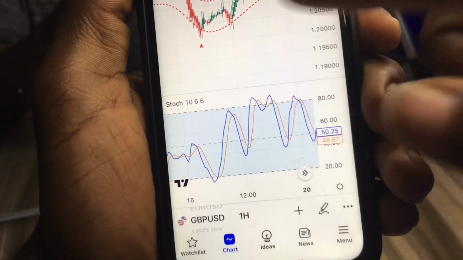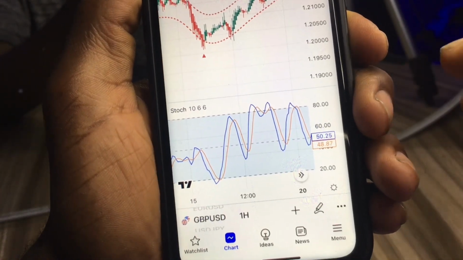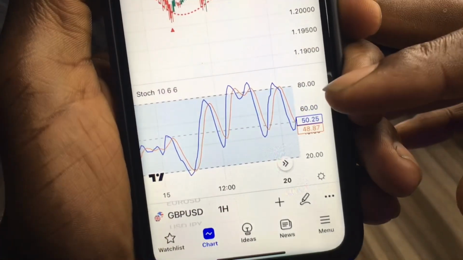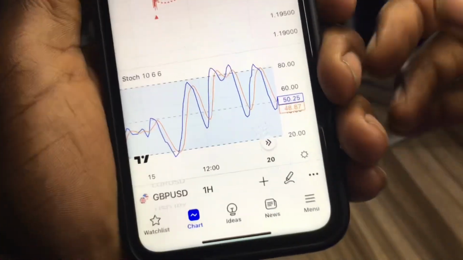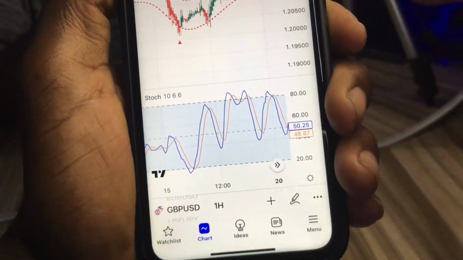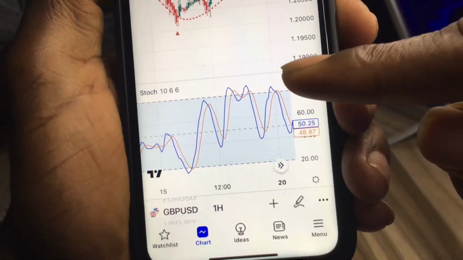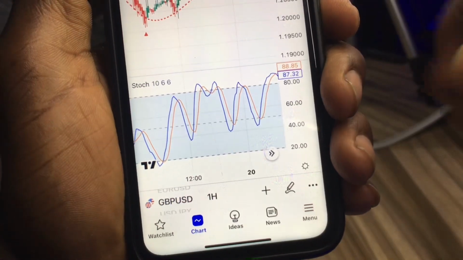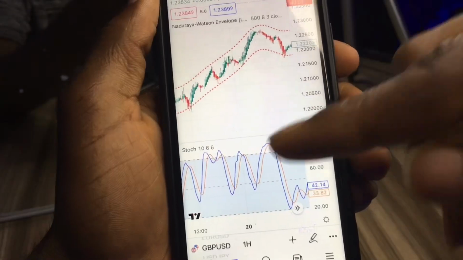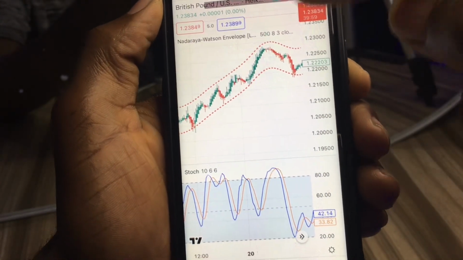Now what the stochastic does is show you points of overbought and oversold in the market. Whenever price is at the 80 mark, it's trying to represent an overbought in the market, and whenever price is at the 20 mark, it's trying to represent an oversold in the market. Whenever price is at the oversold, we expect the market to go up, and whenever price is at the overbought, we expect the market to go down. Now let me show you guys how the stochastic works with the envelope.